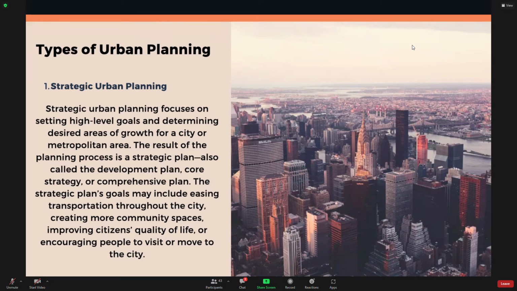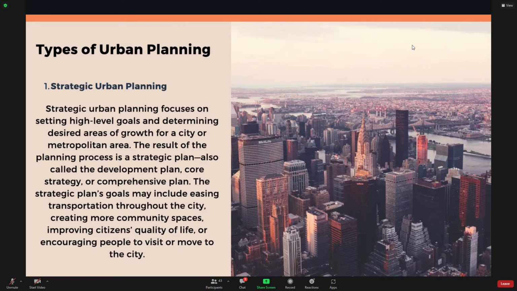The strategic plan's goals may include easing transportation throughout the city, creating more community spaces, improving citizens' quality of life, and encouraging people to visit or move to the city. So that is the strategic urban planning.